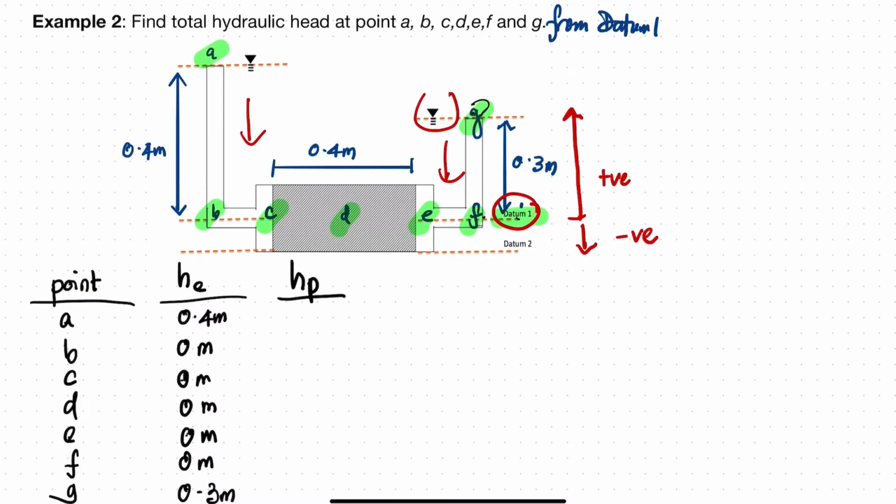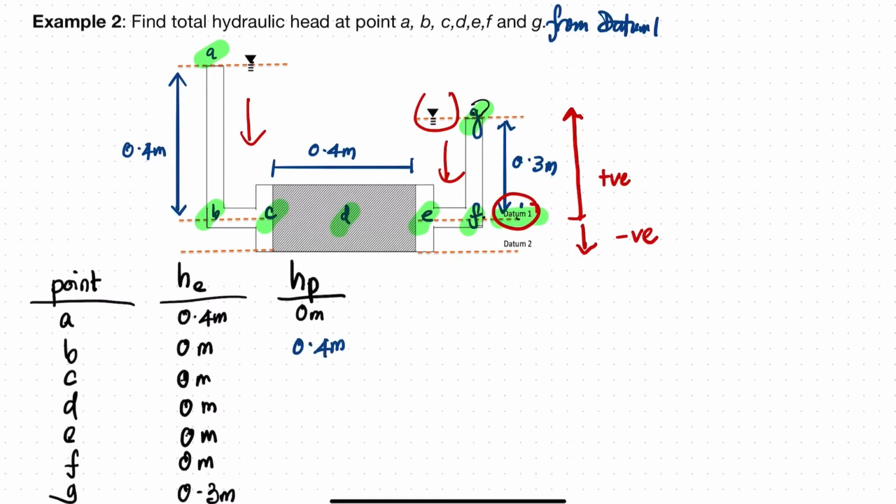So for point A, because we measured from the water table level, the pressure sits on the water table level, so the pressure head is equal to 0. And then at point B, you look at it, there are actually 0.4 meters of pressure head from here to here. So that is 0.4 meter.